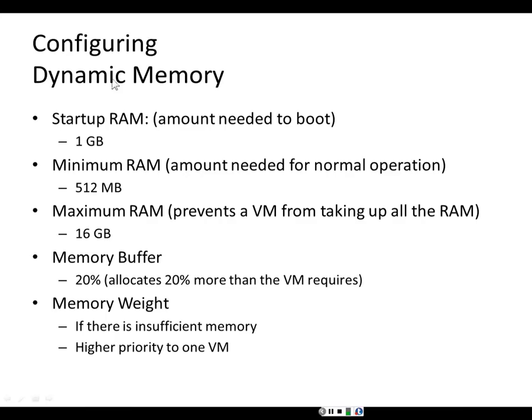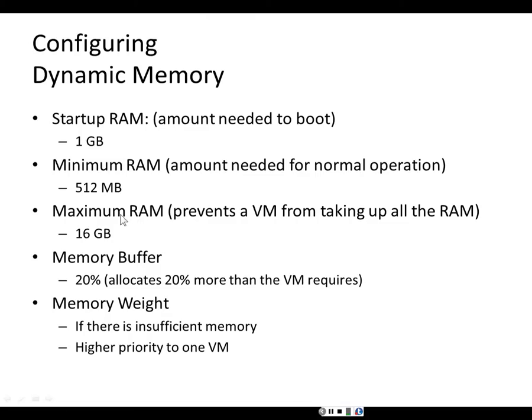When we are configuring dynamic memory, the first variable we configure is the startup RAM, and that's the amount needed to boot. In this example, I would allocate 1 gig. And a second variable we configure is minimum RAM, and that's the amount needed for normal operation. In this example, it's only half a gig.